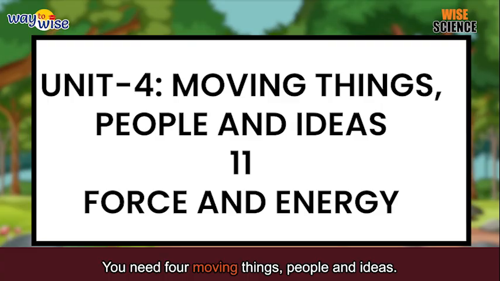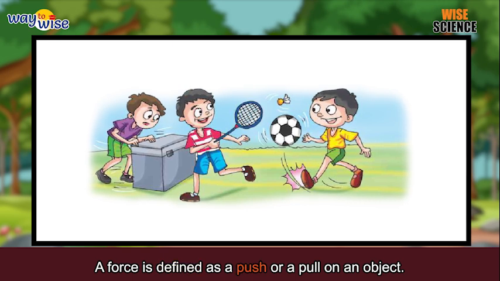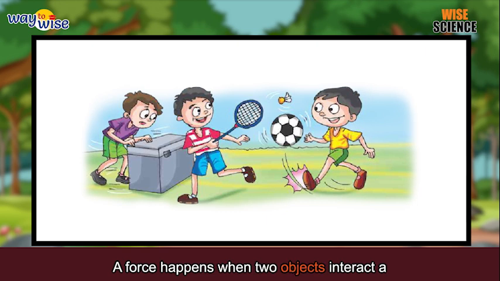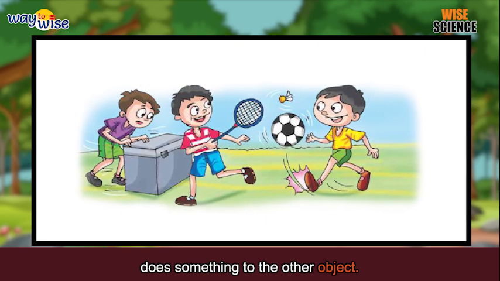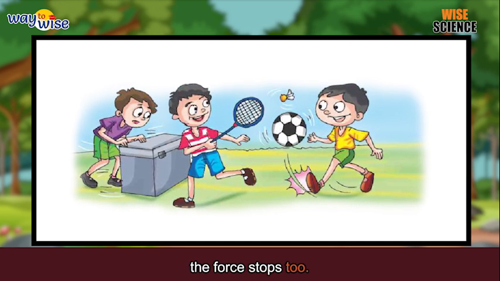Unit 4, Moving Things, People and Ideas. Chapter 11, Force and Energy. Force. A force is defined as a push or a pull on an object. A force happens when two objects interact, when one object does something to the other object. When the interaction stops, the force stops too.